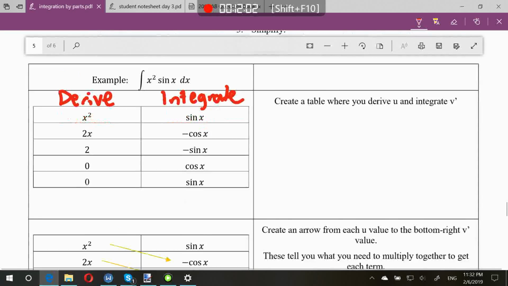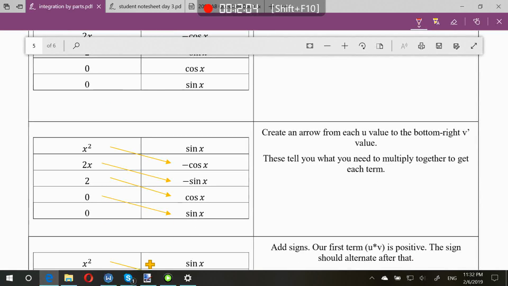Okay, so once we've got our table, then I'm going to create an arrow from each u value to the next integral of v prime. So this connects my first u with the integral of v prime. So this is u times v is my first term. Okay, my second term will be based on my derivative, u prime times the second integral. So that's first derivative and the second integral will go together.